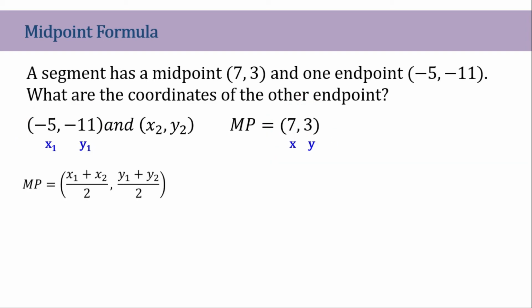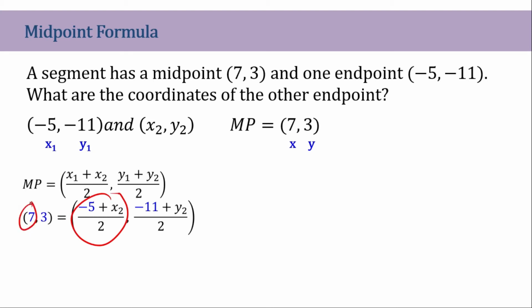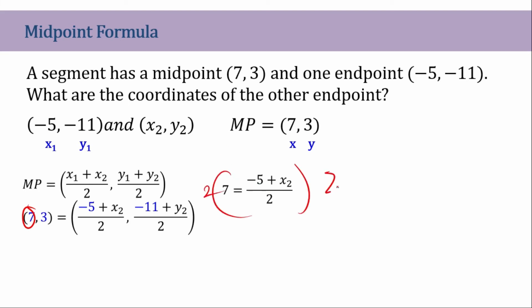Now to answer this one, we need to substitute the values that we have. Since this is equal to the x coordinate and should be equal to 7, and this one should be equal to this one, we need to separate these two. Let's start first with x. So 7 should equal negative 5 plus x sub 2 over 2. To compute for this, let's multiply 2 on both sides, and let's add 5 on both sides. And that will give us this one. So our x sub 2 is 19.